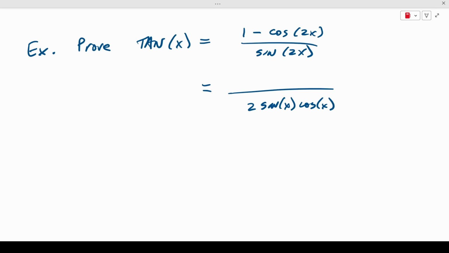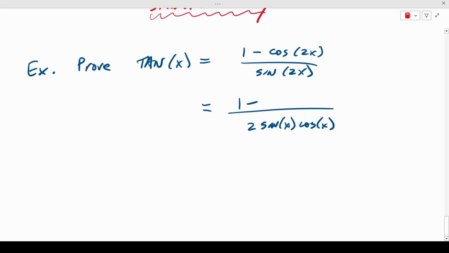Okay, so that's fine. Now, in the numerator, I have a few choices, right? I have 1 minus 2 sine x squared. I have 2 cos x squared minus 1. I have cos x squared minus sine x squared.